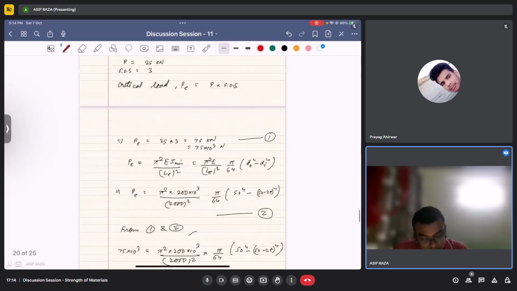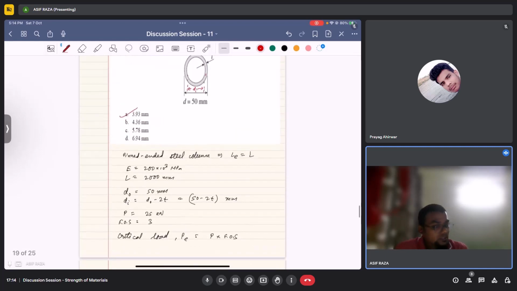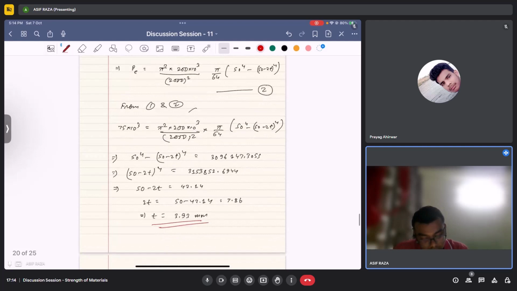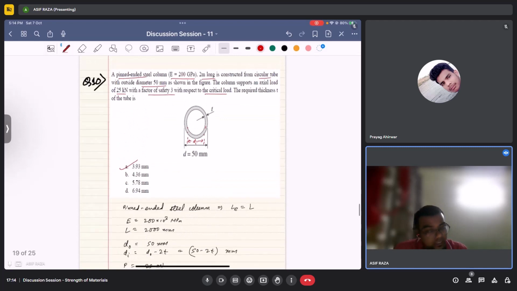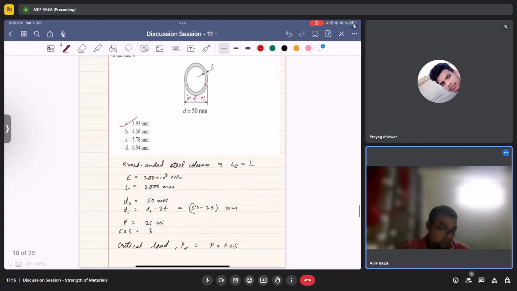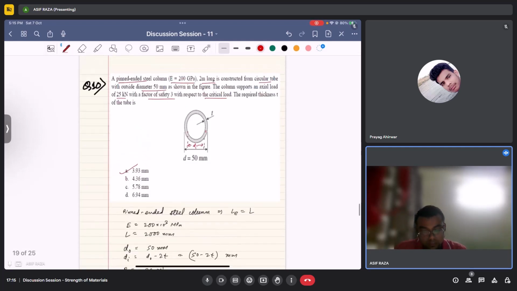So it's just the substitution of the formulae. Only you need to do the calculations properly, otherwise you might make mistakes. It's a pin-ended system, so effective length would be equal to the actual length. Young's modulus is given, the actual length of the system is given, outer diameter is given. We need to find the thickness. So inner diameter is what? D naught minus 2t. The given load is 25 kilonewton with a factor of safety 3 with respect to the critical load. Since there is a factor of safety 3, the critical load would be 25 times 3, 75 kilonewton.